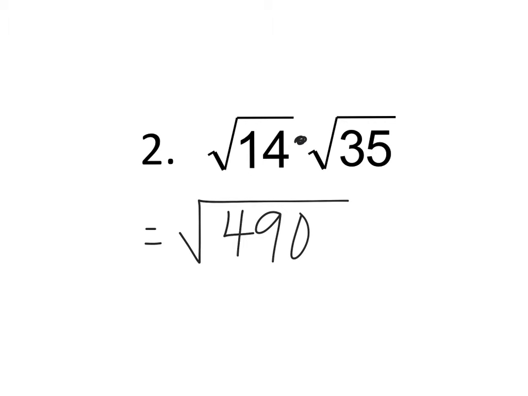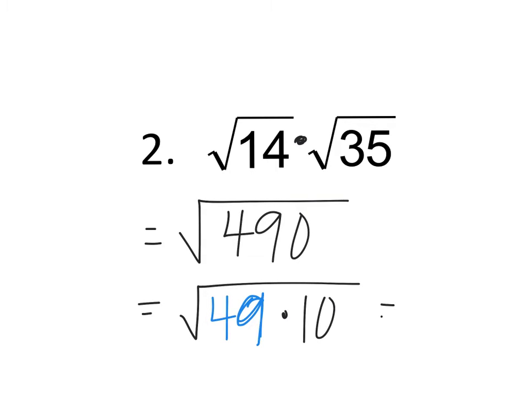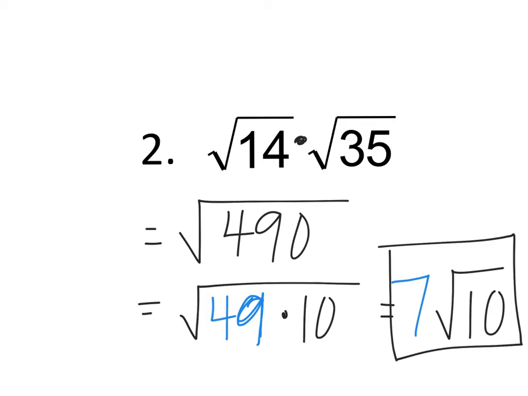2, 5, 70, 49. Okay, so we're going to rewrite this as the square root of 49 times 10. Square root of 49 is 7. The 10 can't be simplified any farther than that, so that's our final answer, 7 square root 10.